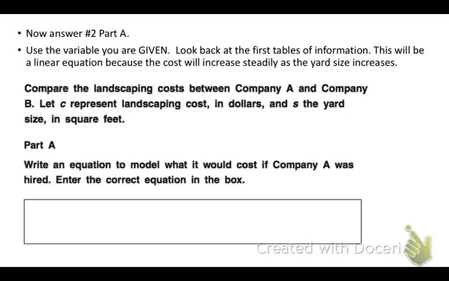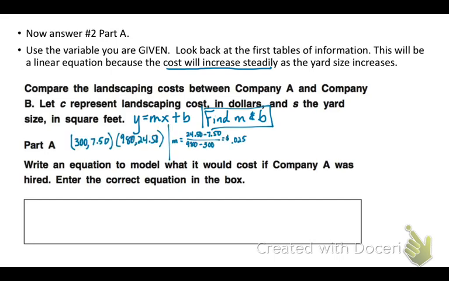Let's write an equation to model that. We know that it will be a linear equation because the cost is going to increase steadily. So we'll use y = mx + b. We will find m, the slope, or the rate of change in this situation, and the beginning amount. We're going to look at the company A table, and I'm just going to get 2 points, basically an x and y combination. You can see the 2 that I chose.